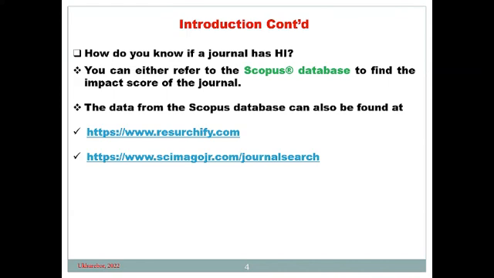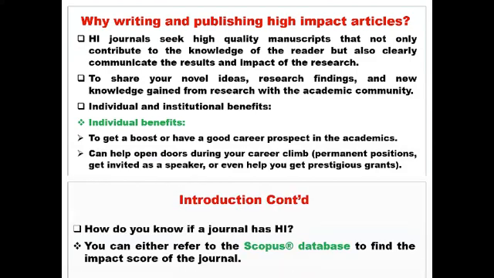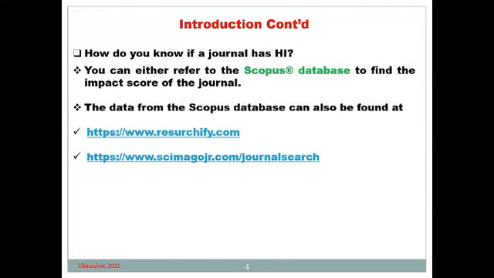We have other indexing houses that are also as important as Scopus. But presently, among these indexing houses, Scopus is dominant. So if you want to know if a journal is a high impact journal, you go to the Scopus database. The database of Scopus can be found on these two websites, which are clickable when I send my slide. The popular one people use is SCImago. When you use SCImago, you see the impact of that journal.